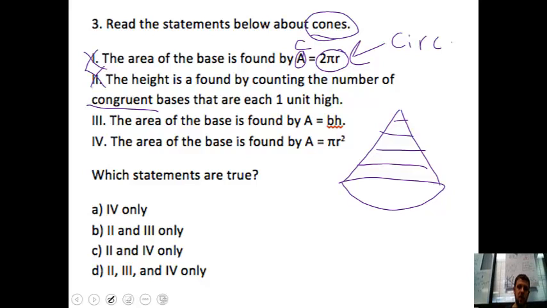The area of the base is found by area is equal to little base times height. We know that's the rectangle area, so we know that's not true. And the area of the base is found by pi r squared. That is true. So the answer is 4 only.